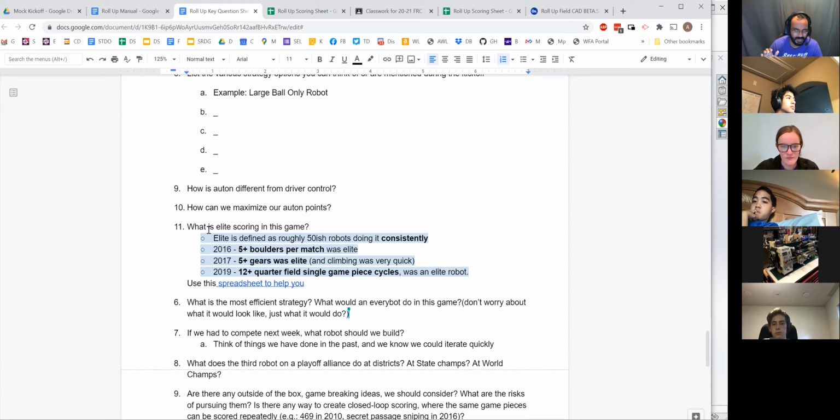Same with gears. Gears in 17 are a little weird because there was no incentive to keep scoring. So there were probably more that could do 5, and if they were always scoring, they probably could. But because you had this other ball task, 5 is still about right. Elite might be 6, but they just weren't scoring that many all the time. They just didn't have to.